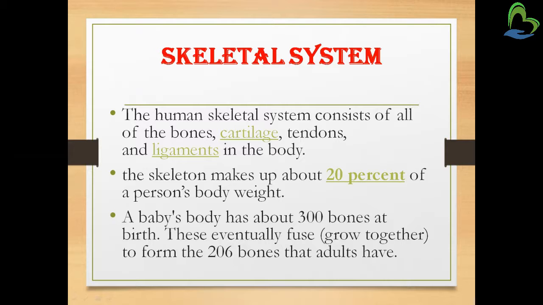A baby's body has about 300 bones at birth. These eventually fuse to form the 206 bones that adults have. So in the baby there are 300 bones, and in adults there are 206 bones present.